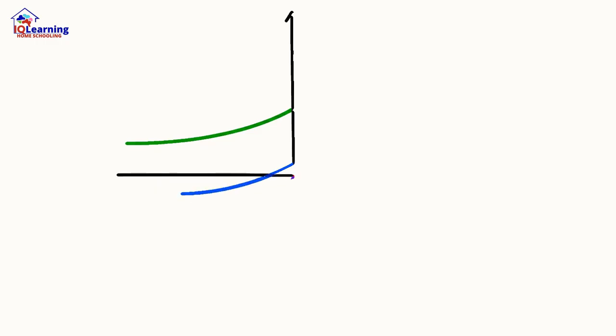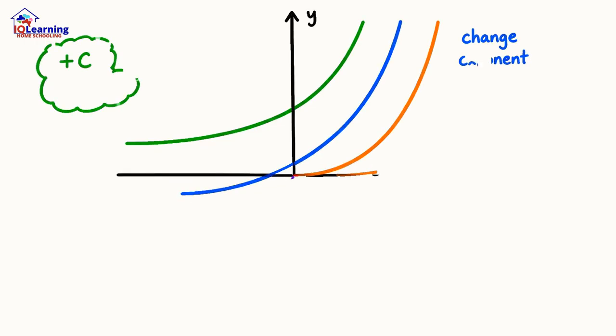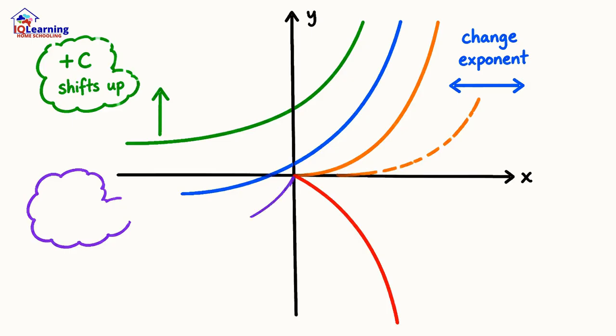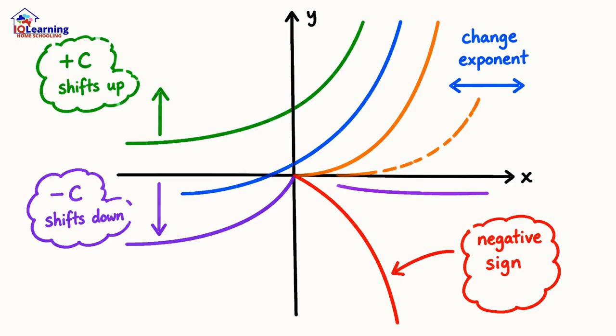We can also manipulate these powerful curves. Adding a constant shifts the entire graph and its floor, up or down. Tweaking the exponent slides it left or right. A negative sign can flip it upside down or instantly turn a growth curve into a decay curve.